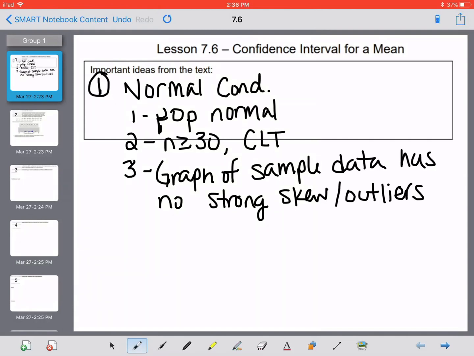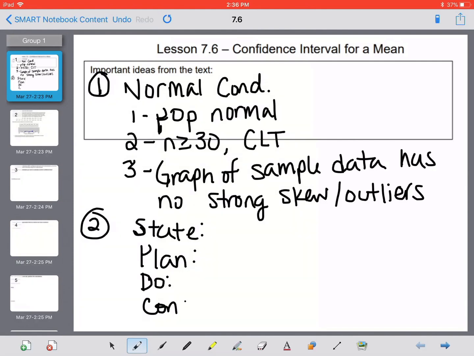Okay, the second part is what our steps are. We talked about this a while ago: state, plan, do, and then conclude. And I've got another example to get us through, or to sum up what 7.6 is about.